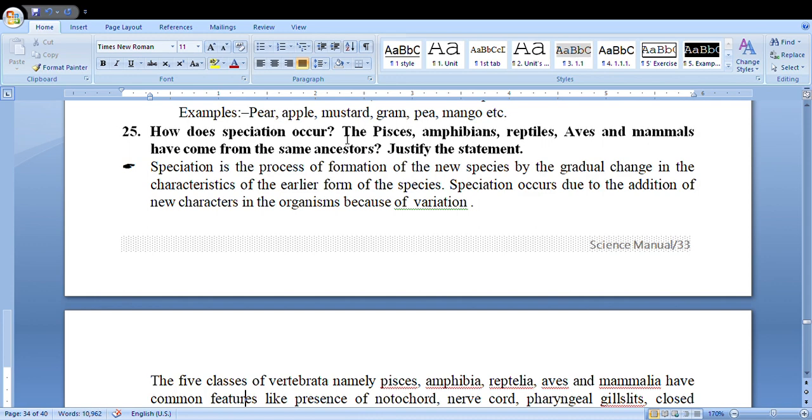How does speciation occur? The Pisces, amphibians, reptiles, aves and mammals have come from the same ancestor; justify the statement. Speciation is the process of formation of new species by the gradual change in the characteristics of the earlier form of species. Speciation occurs due to the addition of new characters in the organism because of variation. Variation means differences.